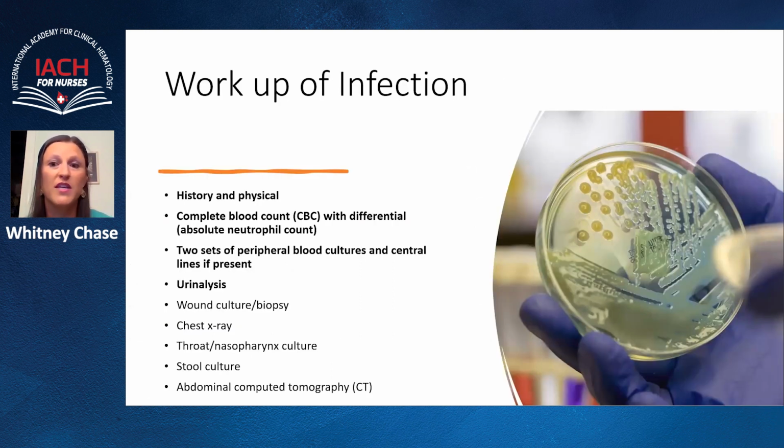So working up the infection, history and physical can be helpful in elucidating a potential cause of infection. If your patient has a localizing symptom, like what we saw on the previous slide, they might be able to tell you about that and guide your workup, or maybe they don't have any symptoms, but they tell you that their grandchildren visited the other day and maybe had runny noses or other respiratory symptoms. Other comorbid conditions may help guide your evaluation.